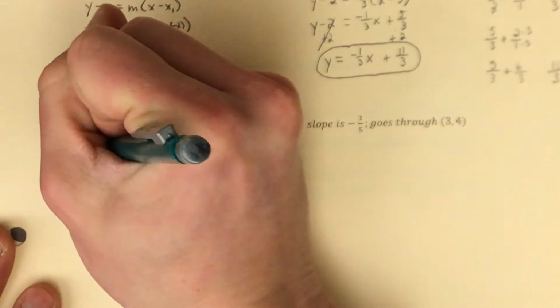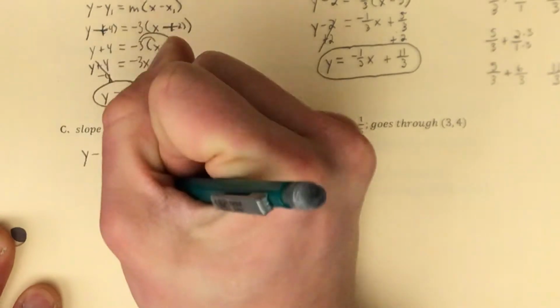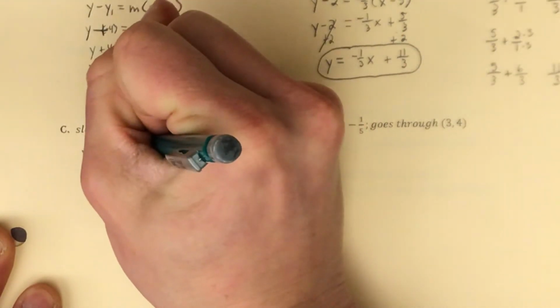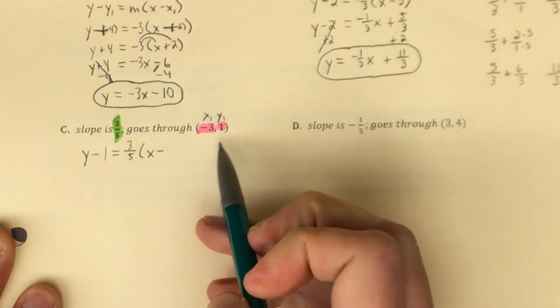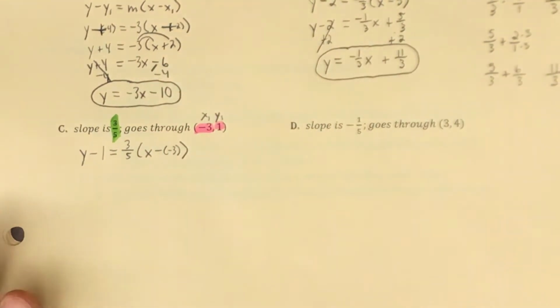First thing is y minus, my y1 is 1, equal to m, which is 3/5, times x minus, my x1 is negative 3, so in parentheses as well. So first step, get rid of any double negatives.